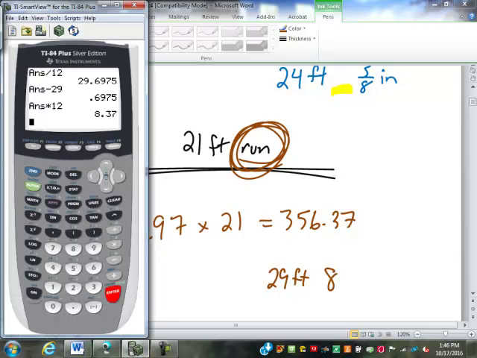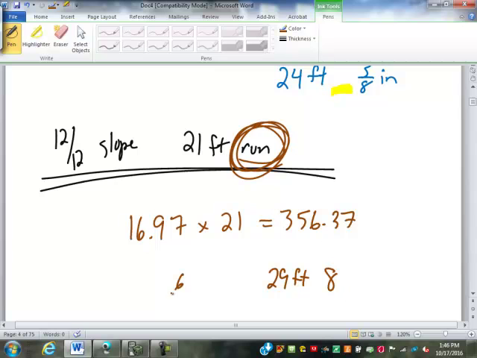8.37 inches, so we keep the 8. Then what? Subtract out the 8 whole inches. Then turn it into 16ths. So you get 5.9. So that'd be 6/16 or 3/8. 29 feet, 8 3/8 inches.